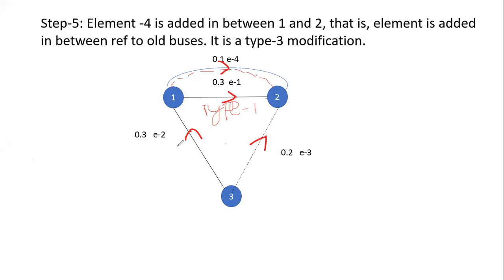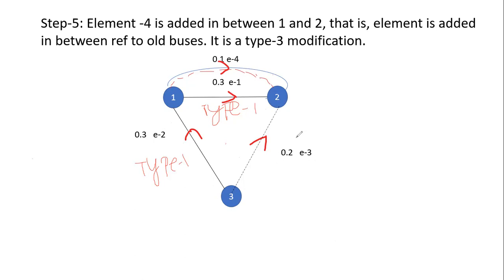Next coming to the element 2, that is added in between the reference and the new bus. Then this type of modification is called the type 1 modification. Therefore the element 2 is added by using the type 1 modification. Both the element 1 and the element 2 are added by using type 1 modifications only.